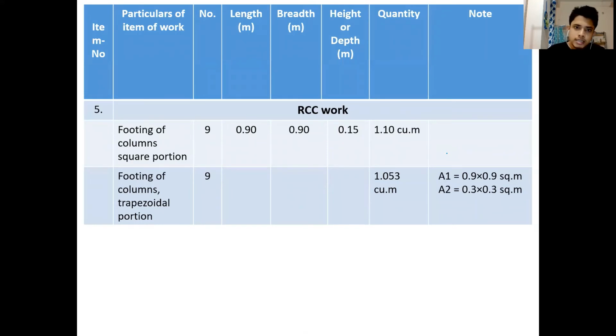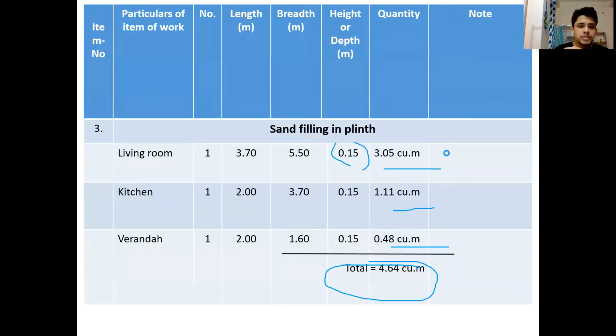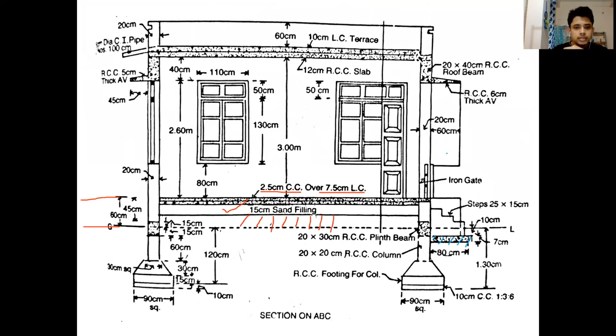Then RCC work. Now RCC work at the footing and RCC work at all other locations we have to do. In the footing there were 9 columns, 9 footings, size 90 centimeter by 90 centimeter. What is the height or depth for the rectangular or square portion? And then there is another trapezoidal portion. If we go back to the sectional elevation, we see here that this is the footing part, and in this footing part there is one square portion and one trapezoidal portion. So we have to calculate it separately for simplicity.